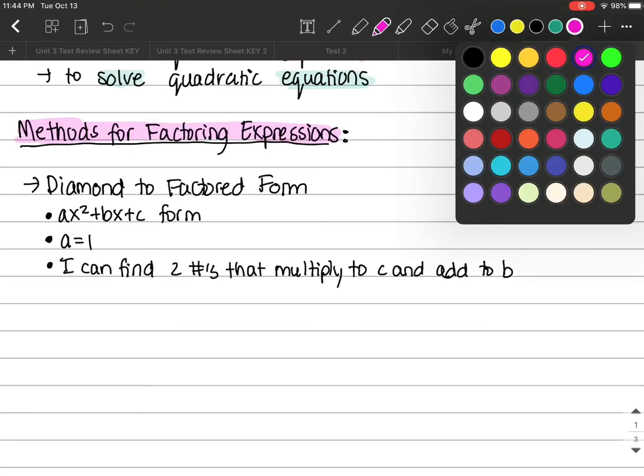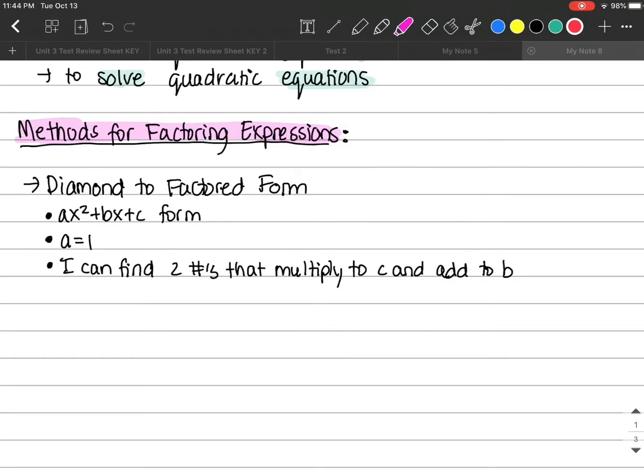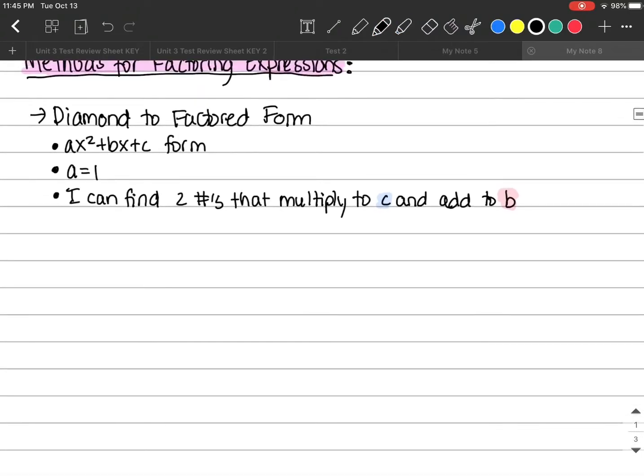So they have to add to b and multiply to c. All right. So that was the diamond to factored form. It's when a is equal to 1 and you have the form ax squared plus bx plus c. And just a is equal to 1 is really important there.